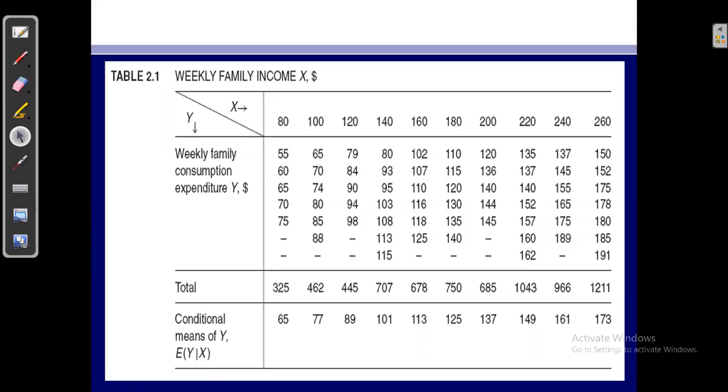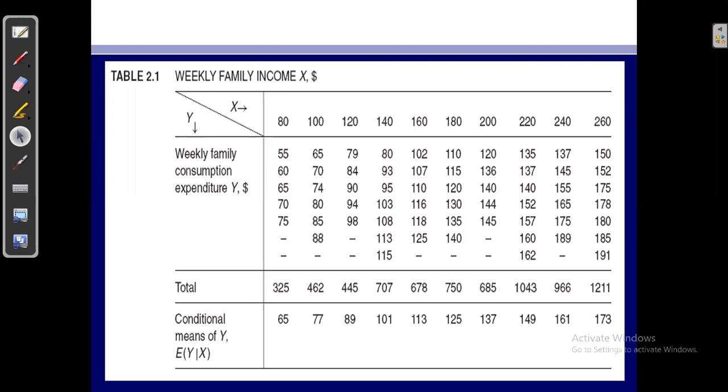One way would be the most straightforward way: you just ask two questions of each and every family in your study. Question number 1, what is your income? And question number 2, what is your consumption expenditure? So in this case, every family is totally free to give you any information regarding their income and their consumption expenditure. So in that sense, we would say that both Y and X are random variables, okay?